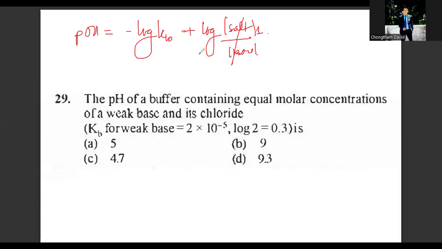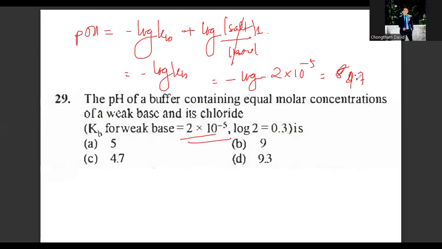So we now have the negative log of base, Kb. This is again equal to log 2, given is minus 5 from this. So simply calculate the value of log Kb. The minus minus gets cancelled, 5 into 0.301. Okay, let us simplify. Let us say it was 4.7.